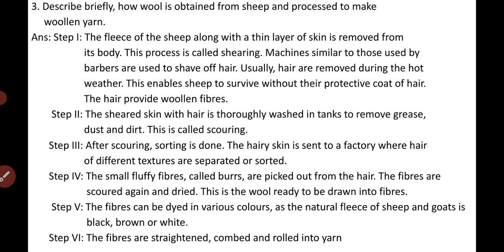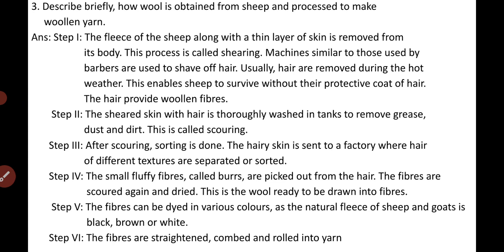So step 2, what is done? The sheared hair, that is the cut off hair, may contain dust and dirt, it may contain grease also, so it has to be cleaned, it has to be washed. So the sheared skin with hair is thoroughly washed in tanks to remove grease, dust and dirt. This process is called scouring. And after scouring, in step number 3, sorting is done. What happens in sorting?